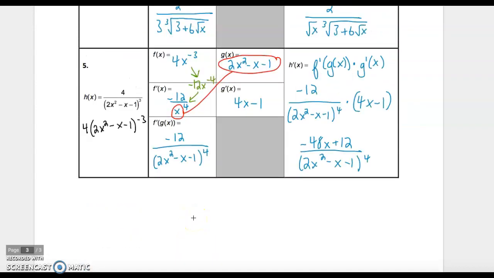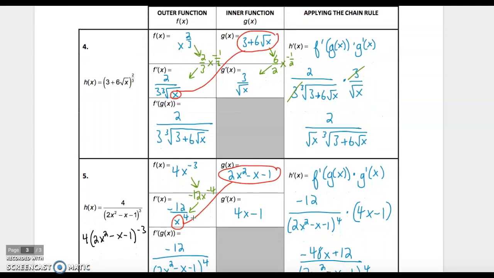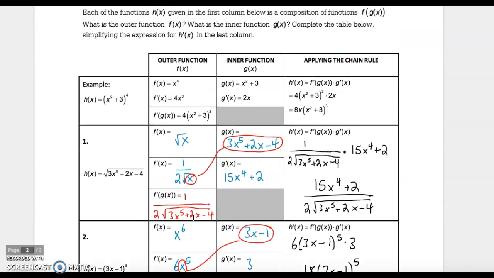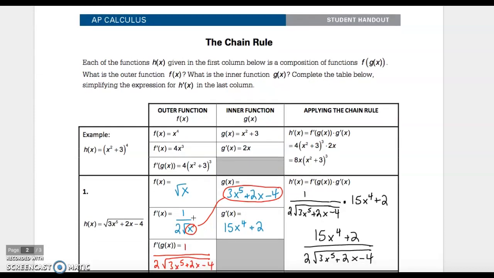So there are more examples of chain rule and how to organize your thinking for it and to actually calculate those. Let me know if you have any questions. Other than that, you have some practice you can do.